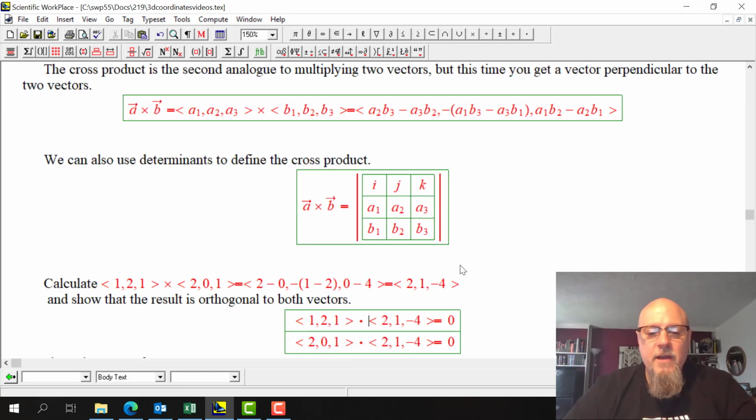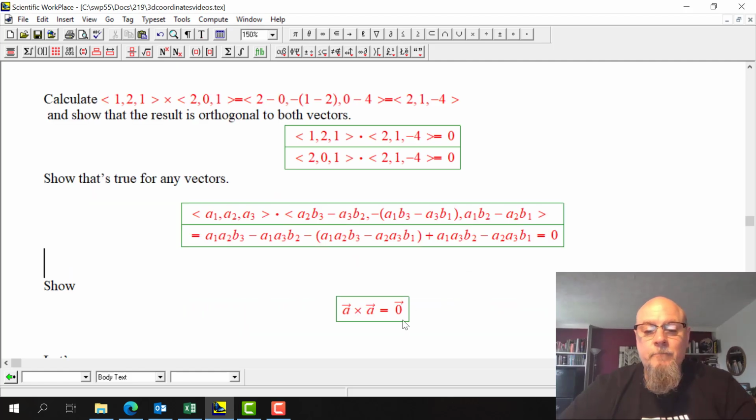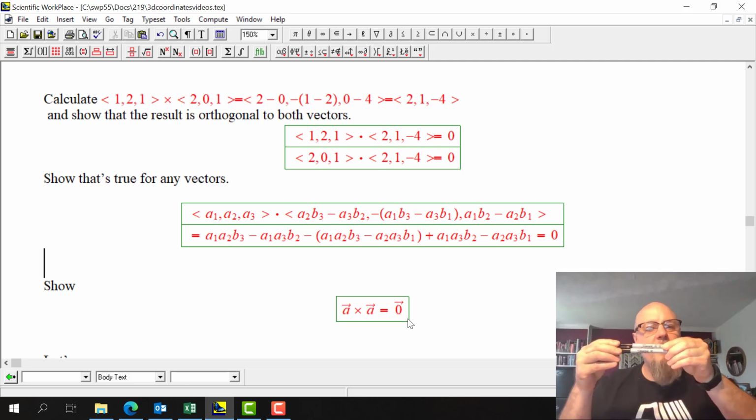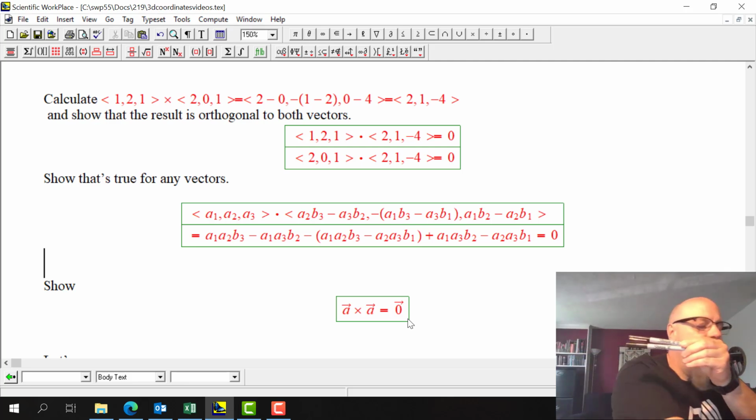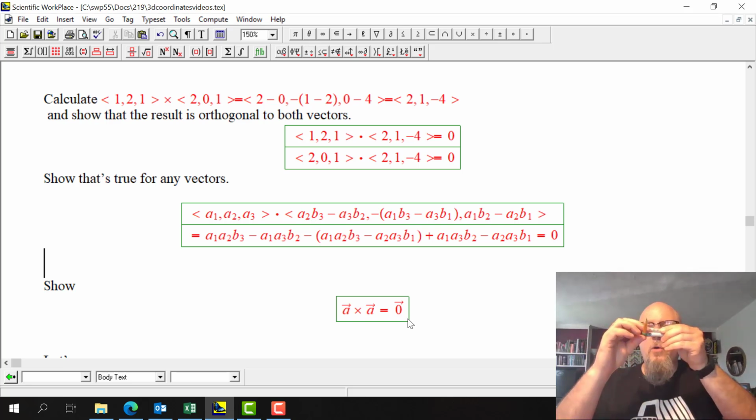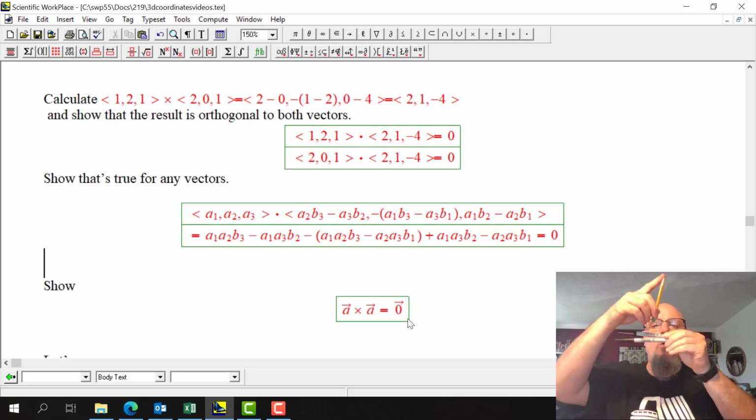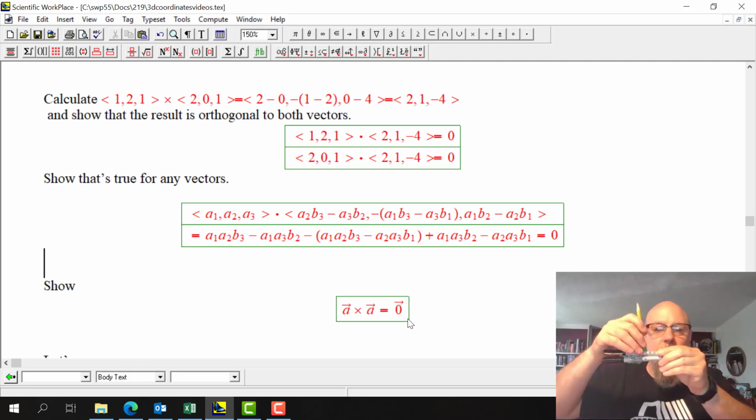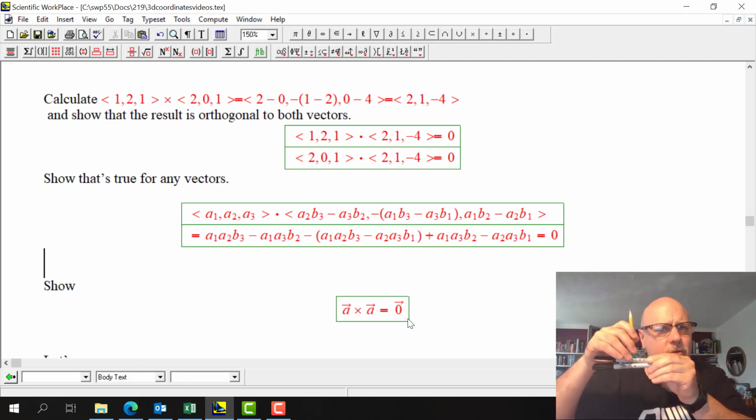So if I cross product a vector with itself, I get the 0 vector, which kind of makes sense, right? If I'm taking a vector and cross producting it with itself, and I'm asking the math, give me a vector that's perpendicular to those two vectors, well, it's the same vector. So there's a whole circle, an infinite number of vectors that are perpendicular to both those vectors, because they're the same vector.